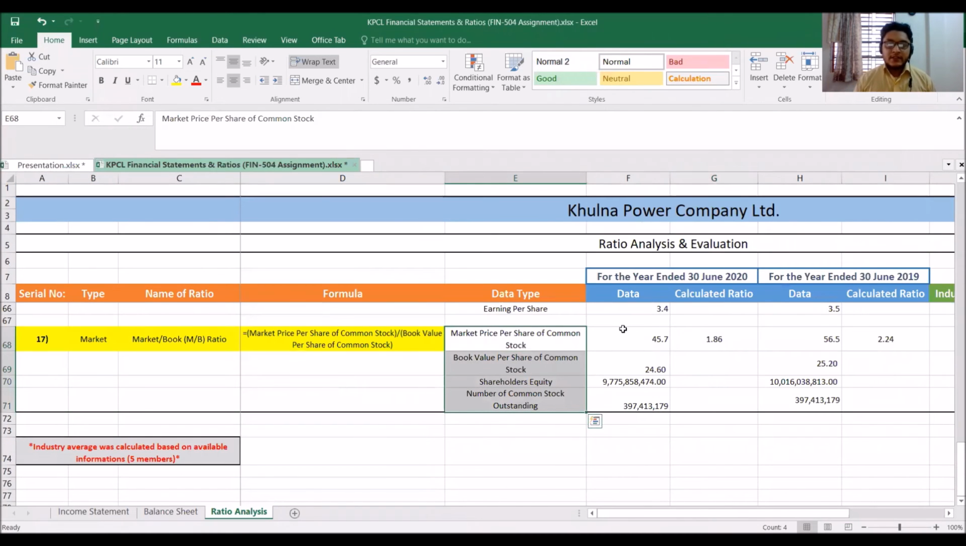Okay, to calculate the ratio, we are going to need the market price per share of common stock and the book value per share of common stock. To get the book value per share of common stock, we divide the shareholders' equity by the total number of common stock outstanding. Finally, using the formula, we get the ratio value, which is 1.86 for the year 2020. And for the year 2019, the ratio value is 2.24. Okay, let's switch to the presentation file.